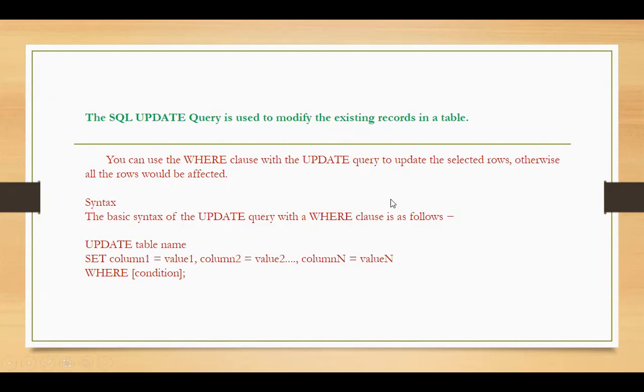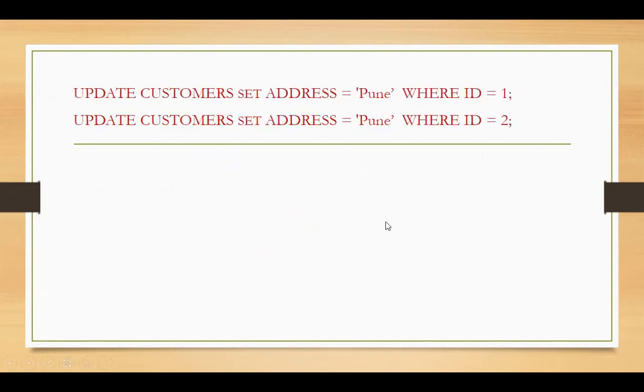So let's analyze a simple example. We have an update query processing two ID values. Here, customers is the table name. We update customers, setting the address to be Pune where the ID is 1, and update customers, setting the address to be Pune where the ID is 2. It is not mandatory to keep each of the values the same.